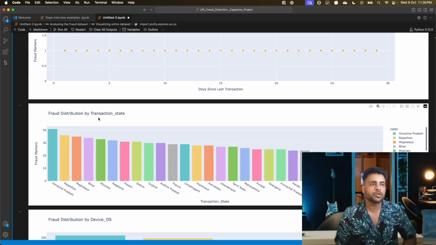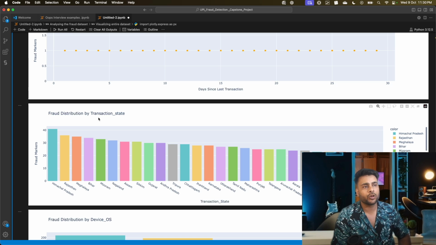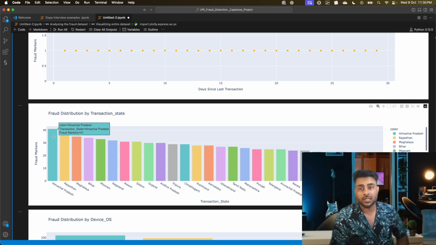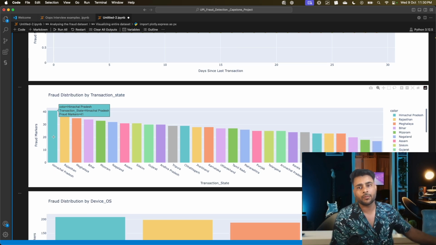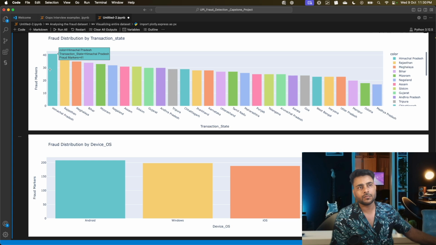Next, in terms of geographical analysis, I'm going to show fraud distribution by transaction state. In this graph, Himachal Pradesh has contributed towards the highest number of financial frauds, 41 in this case. Although this is dummy data and not real, I'm showing it just to give you some practical implementation and understanding. This is how it looks, and I can pick up the top 3 states or top 5 states.